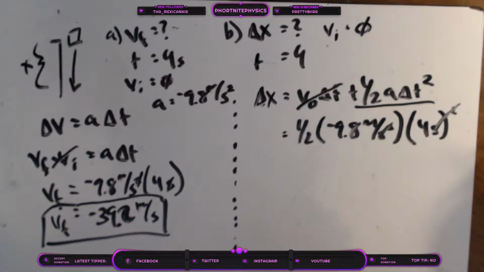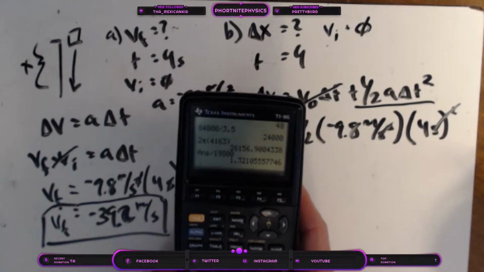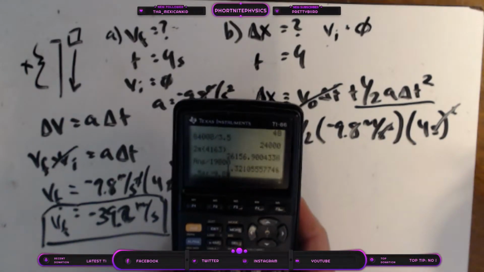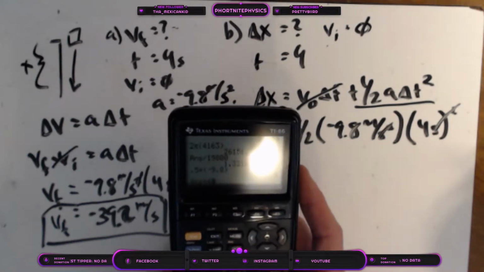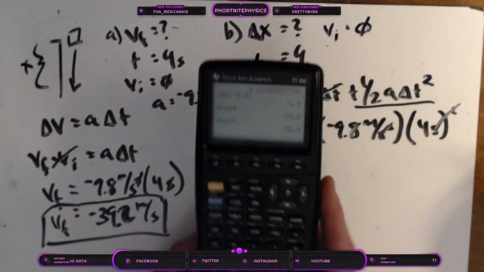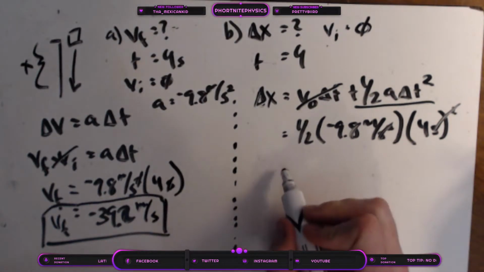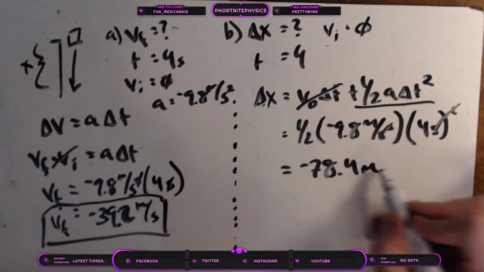But let's go ahead and crunch those numbers in our calculator. So we have 0.5 times negative 9.8 times 4 times 4. So we have negative 78.4 meters.